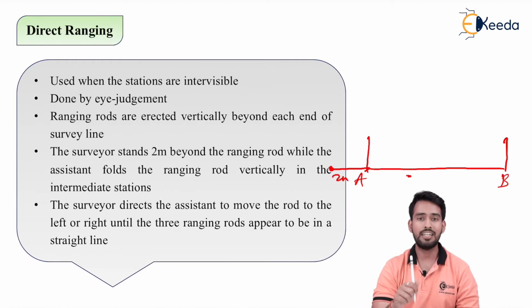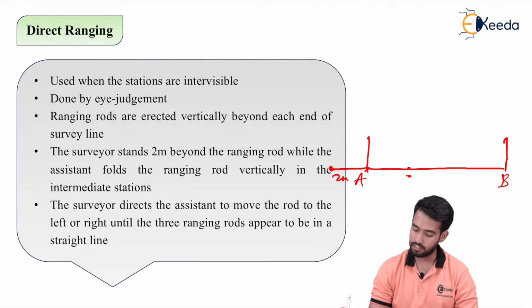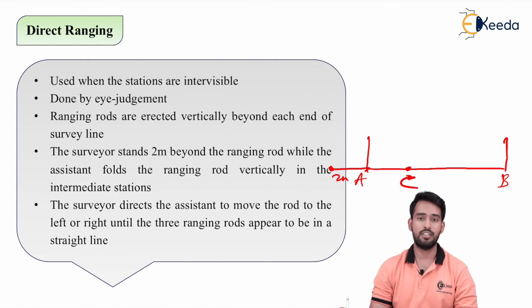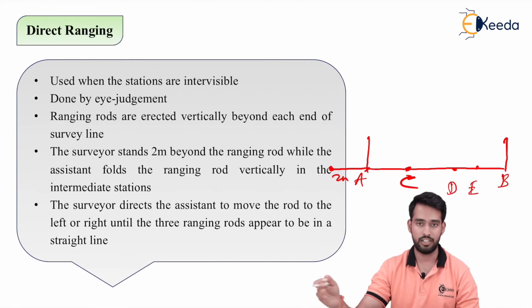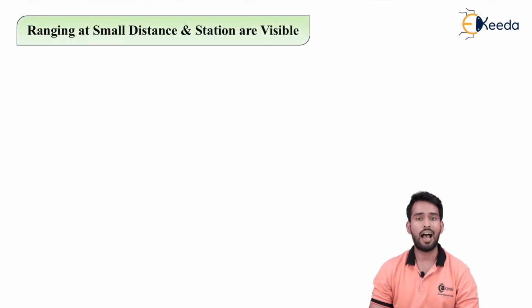You have to guide him till you see 3 ranging rods in a straight line, like A, B, C, or A, C and B. The 3 rods are in line. It means your point C, or the ranging rod at C, is in the line AB. Now you can establish a point C. Likewise, you can establish points D, E, and the number of points you need, and you can calculate the distance between them. This is known as the direct method because we use eye judgment only.